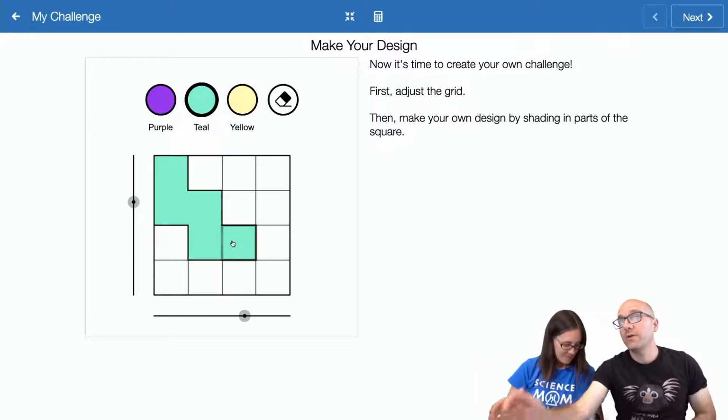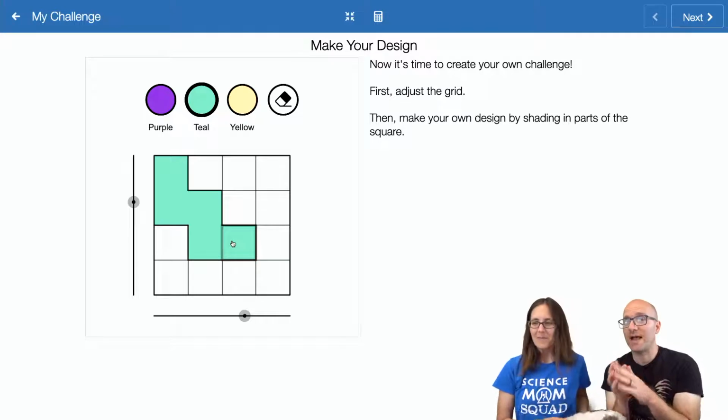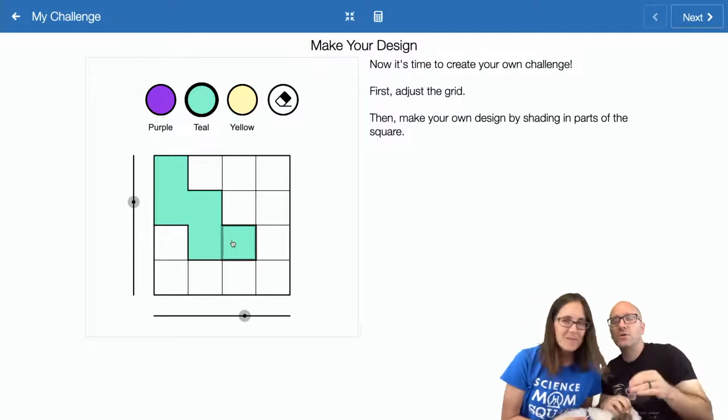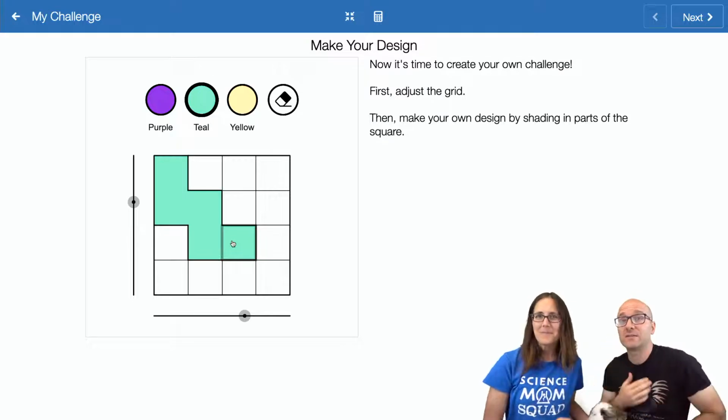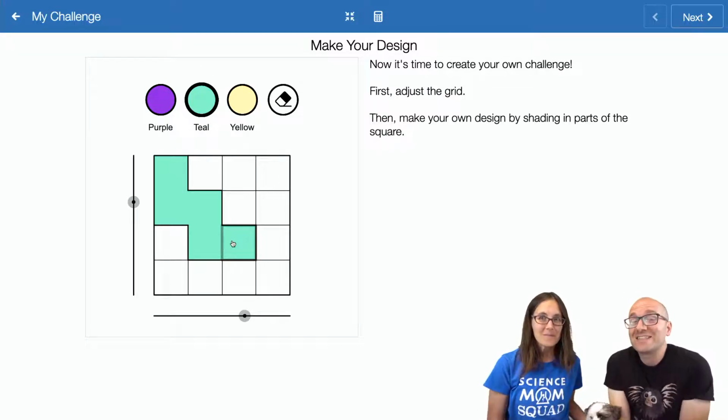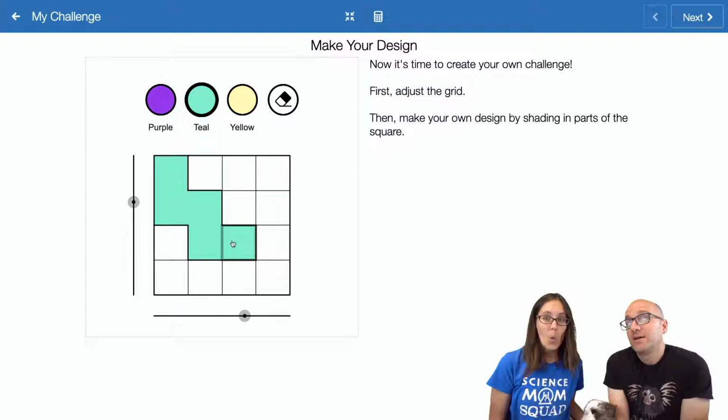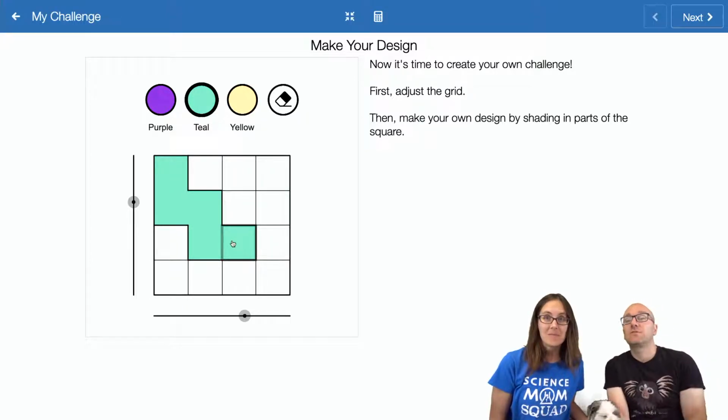Then once you're done, you have to answer the question, what percentage of each color do you have? And then you can post it for your classmates to solve. And we are going to spend the next 10 minutes of class making our own problem and then solving problems from our classmates. So we're building challenges.